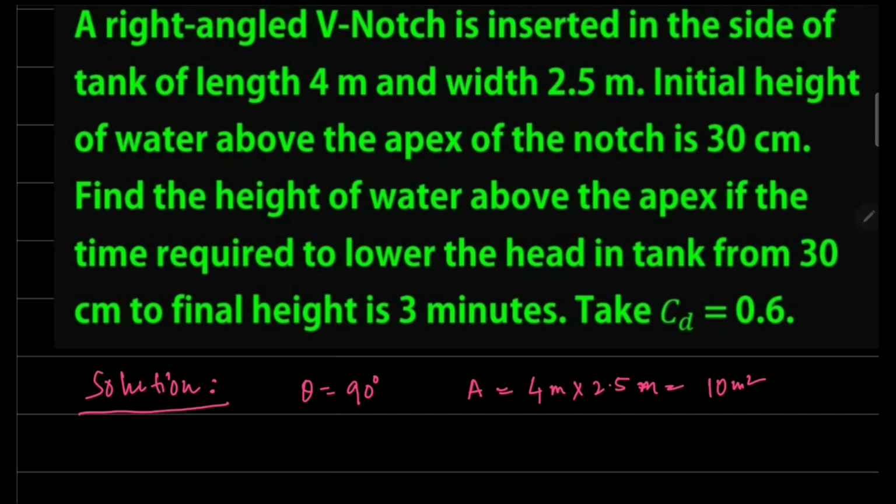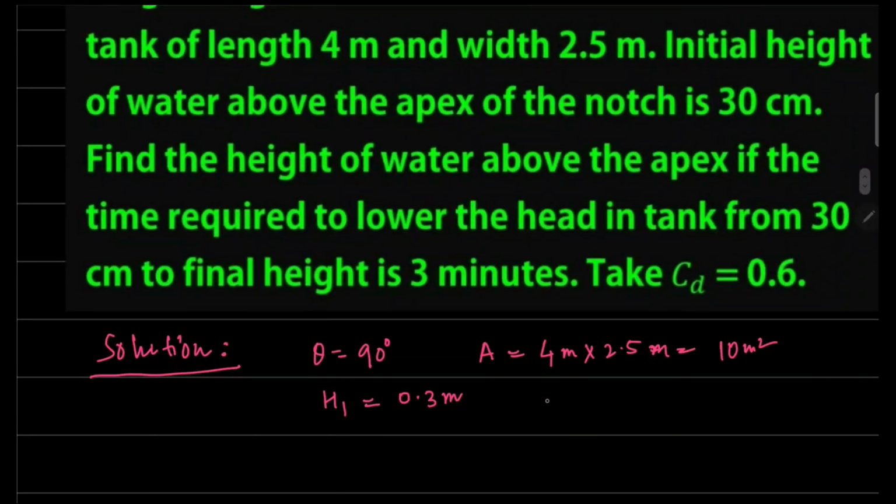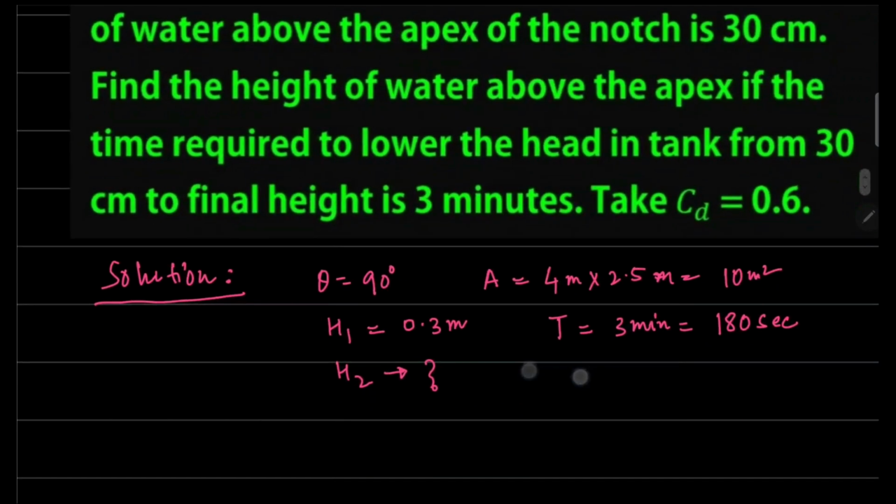And initial height above the apex of the notch, that is your h1, that is 30 centimeter, that means it is 0.3 meter. And the time required for reaching a level of another final height, that is, we are assuming h2, is 3 minutes. So 3 minutes is equal to 180 seconds. That's all. So also the CD value is 0.6.